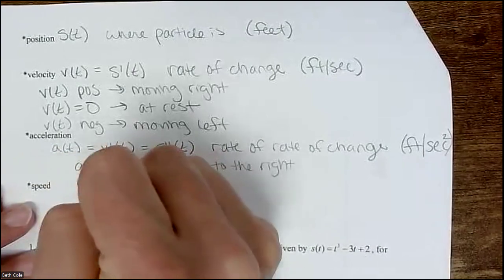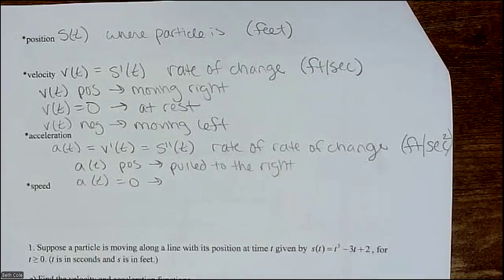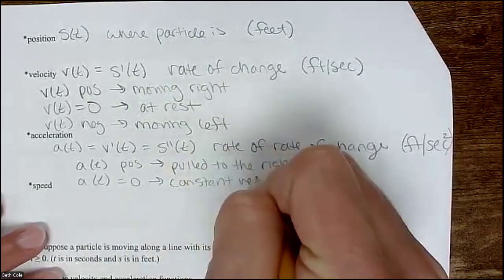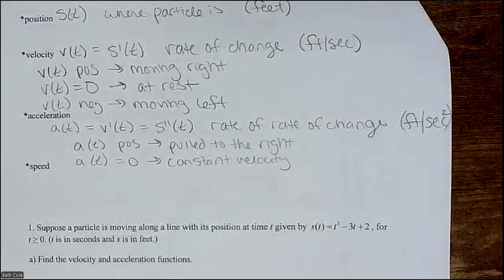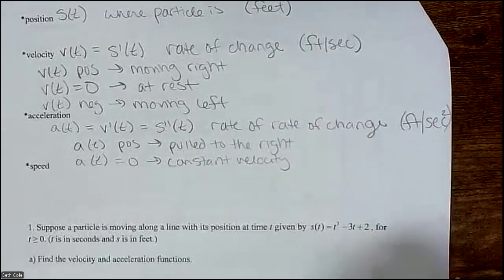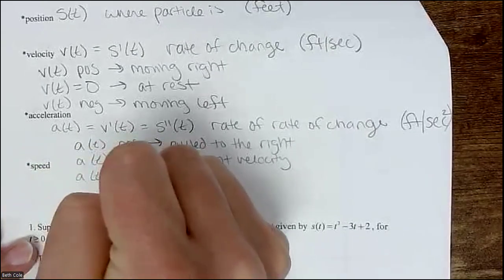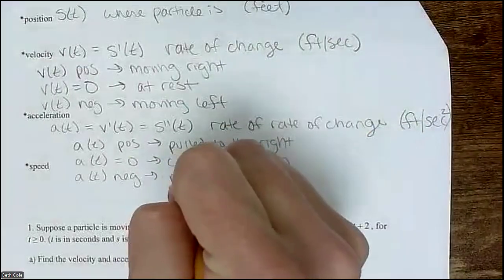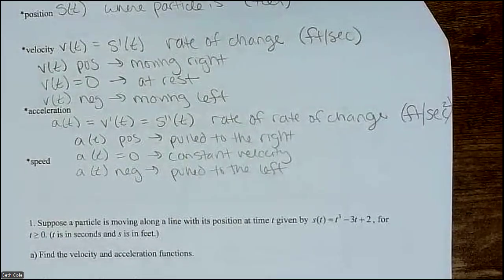If your acceleration is 0, that doesn't mean you're stopped. It means your rate is constant. That is like cruise control, okay? So that is a constant velocity. So you are moving, but your rate isn't changing. And if your acceleration is negative, you're being pulled, and I'm going to write on here to the left, but downwards or in the negative direction. Doesn't mean you're moving backwards.